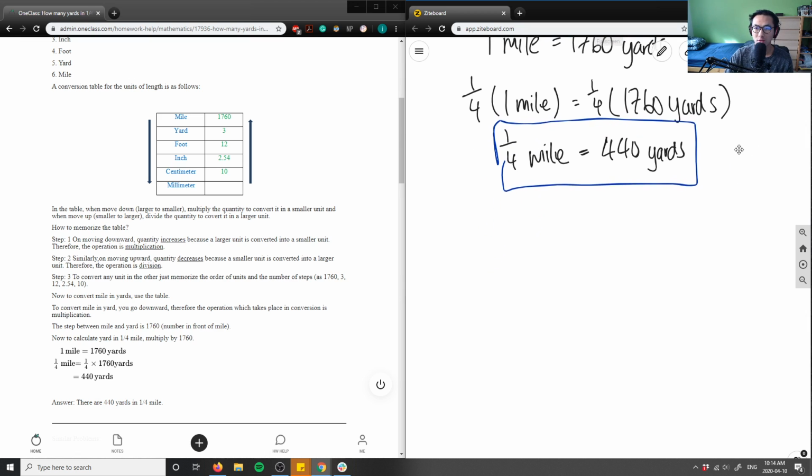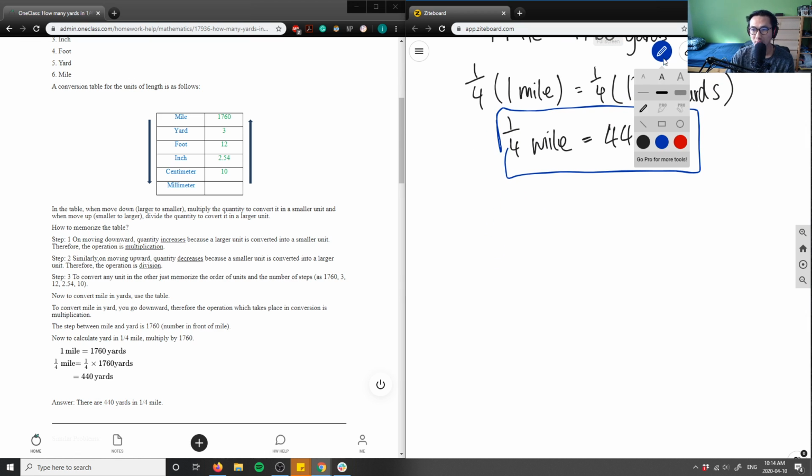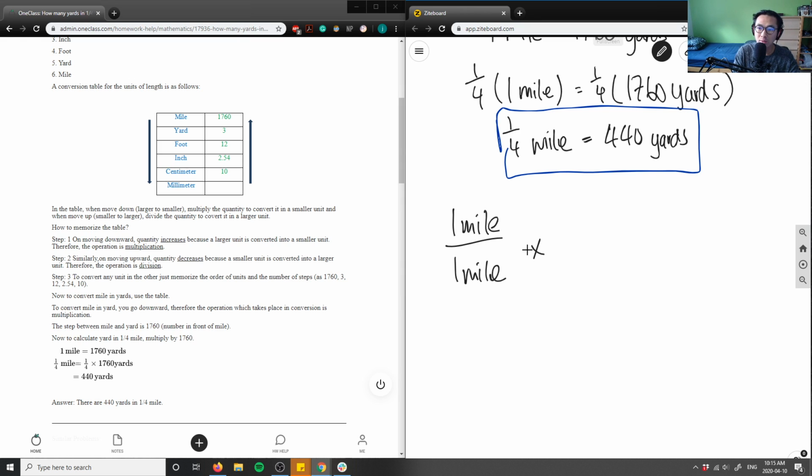What a lot of students would also choose to approach this problem would be using this concept of dimensional analysis. So we're basically crossing out units. How we would do that would be, if you have 1 mile, I would have 1 mile over 1 mile. I'm going to multiply that by 1,760 yards per mile. And then I would multiply that by 1/4. So this is the concept of dimensional analysis. What I'm doing is I'm changing my units as I do my operation.